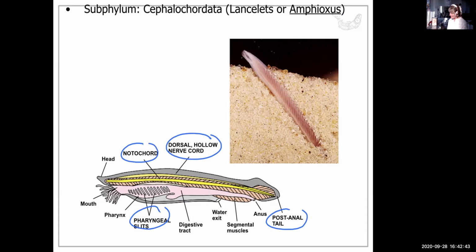Yeah, so you can see where the segmentation is, particularly here in these segments, the somites. So lancelets used to be called, I don't think they're called that anymore though, Amphioxus. You might know of them as Amphioxus. So they're definitely the most simple chordate that has all of the features of a chordate as the adult form.